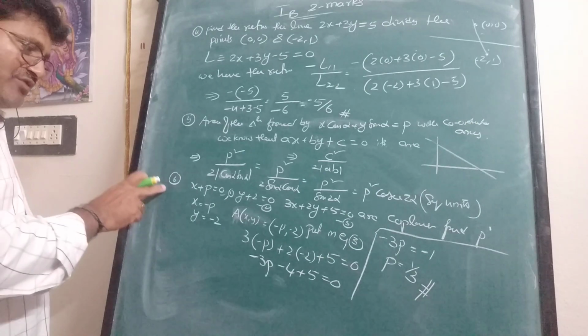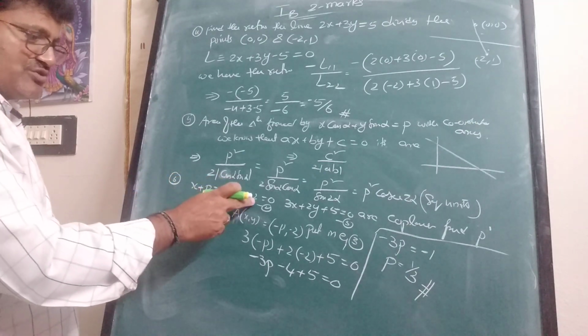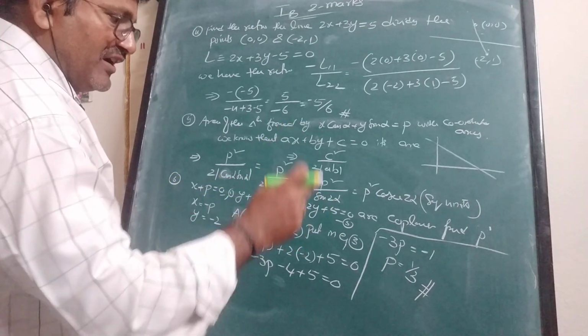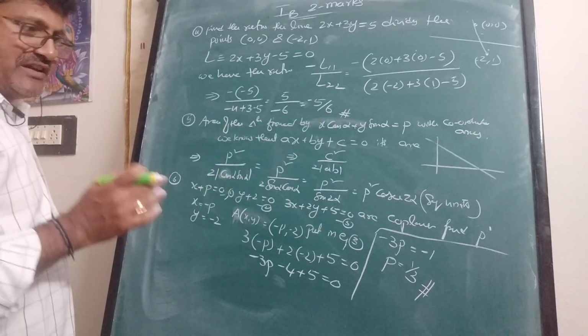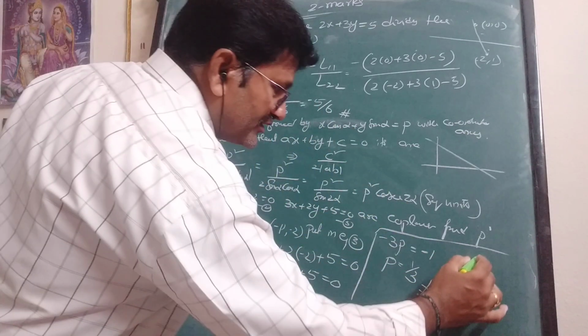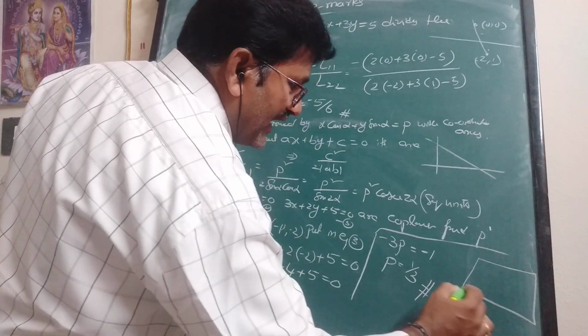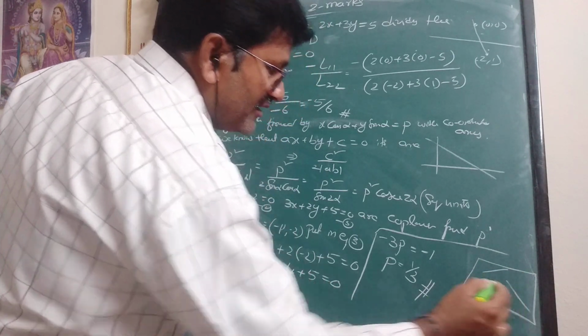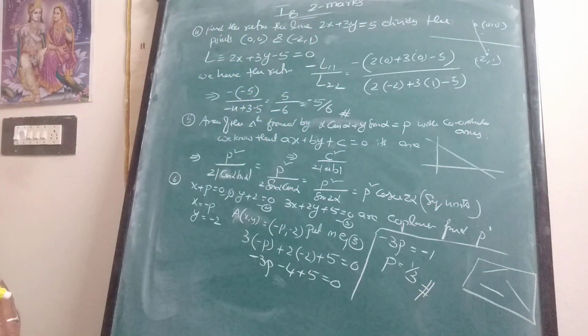Okay. Another one. x plus p equal to 0 and y plus 2 equal to 0 and 3x plus 2y plus 5 equal to 0 are coplanar. What is the meaning of coplanar? They lie on the same plane. And they are parallel to that plane also.